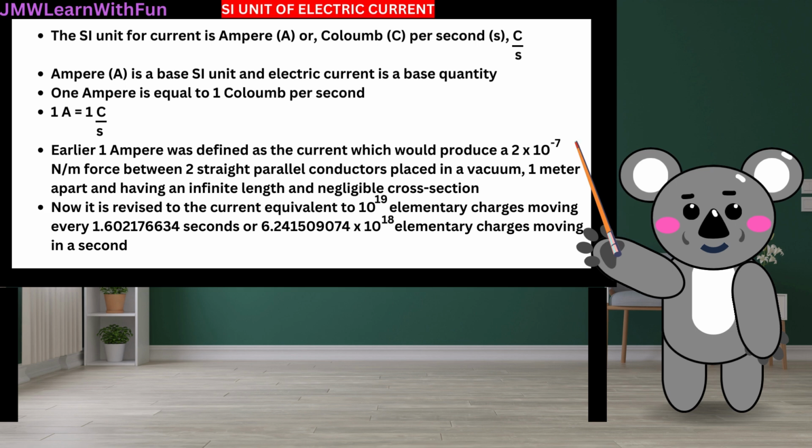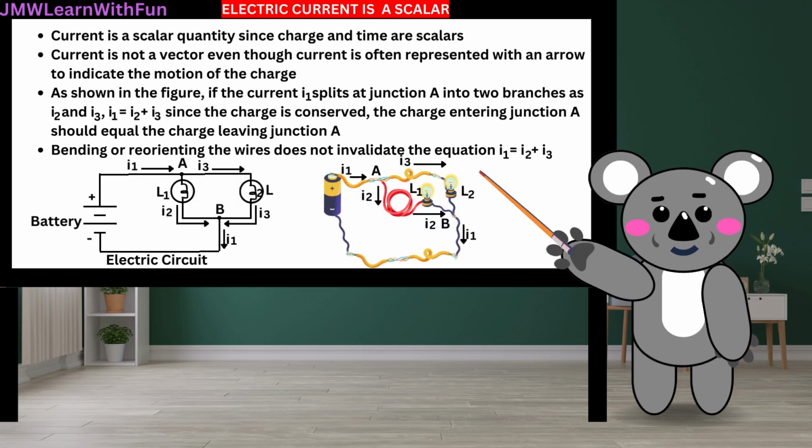Now it is revised to the current equivalent to 10⁻⁹ elementary charges moving every 1.60217664 seconds, or 6.24150907 × 10⁻⁸ elementary charges moving in a second. Current is a scalar quantity. Since charge and time are scalars, current is not a vector, even though current is often represented with an arrow to indicate the motion of the charge, as shown in the figure.